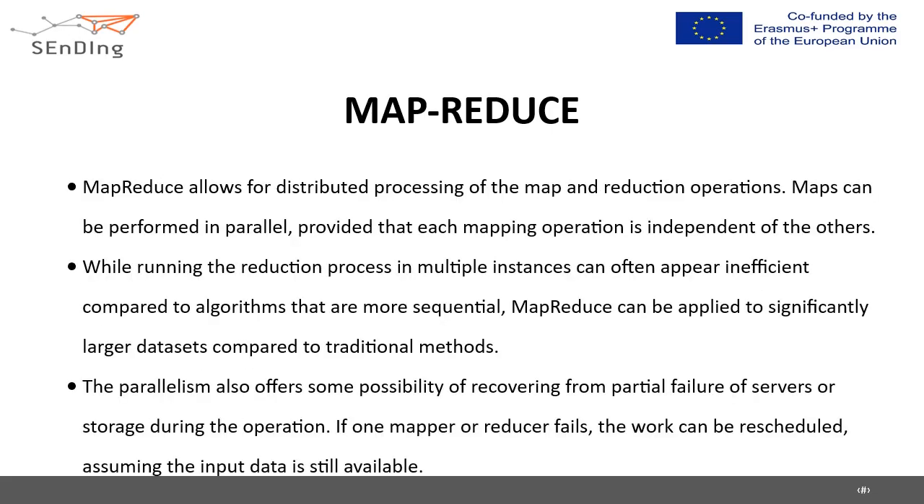MapReduce allows for distributed processing of the map and reduction operations. Maps can be performed in parallel, provided that each mapping operation is independent of the others. While running the reduction process in multiple instances can often appear inefficient compared to algorithms that are more sequential, MapReduce can be applied to significantly larger datasets compared to traditional methods.